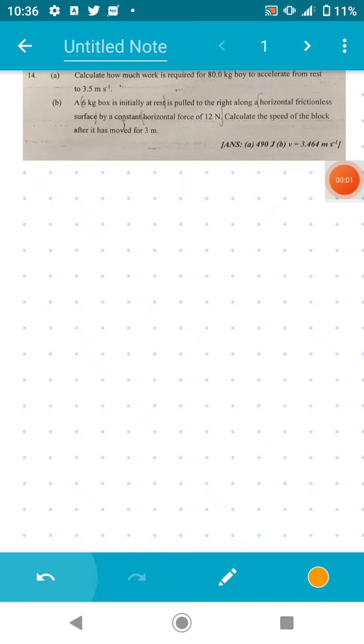Hello guys, welcome. So today we are going to do a physics question. This is question 14, A and B, about work and energy.